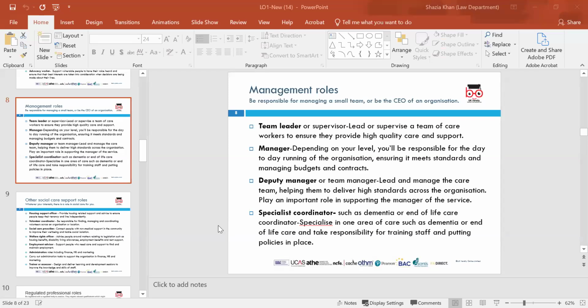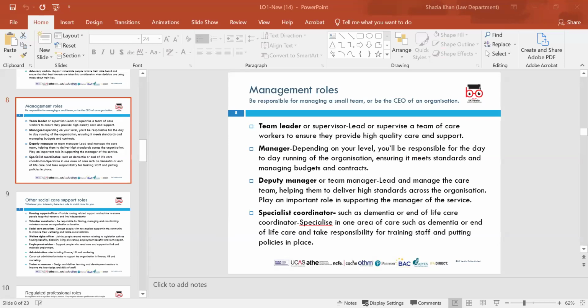And do they make sure that it runs with high quality and that everyone is doing their job properly? Their job duty, yes. They oversee the day-to-day running of the organization's activities. It's really important that managers are in place, because they help support organizations.